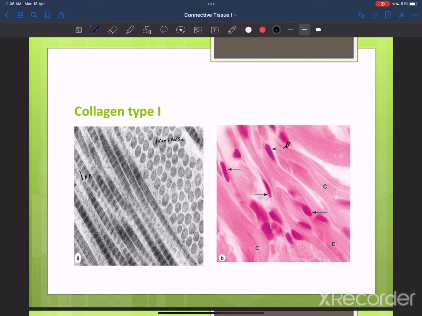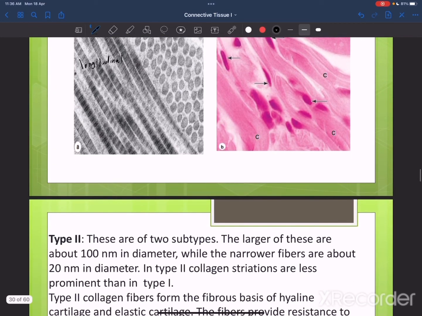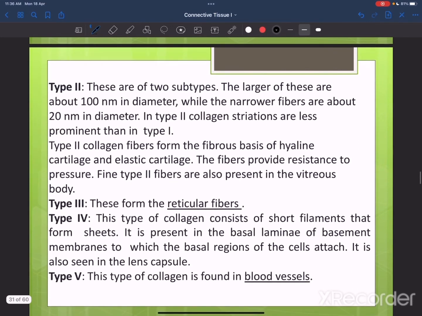Regarding type 2, there are two subtypes. The larger of these are about 100 nanometer in diameter, while the narrower fibers are about 20 nanometer in diameter. In type 2, collagen striations are less prominent than type 1. Type 2 collagen is the fibrous basis of hyaline cartilage and elastic cartilage.